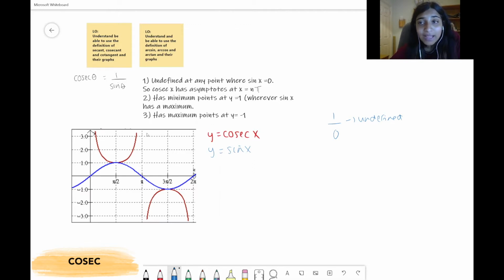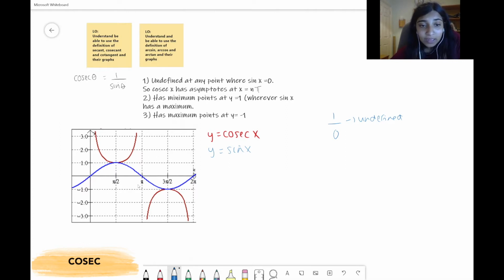So that's why at any point where sine x equals 0, the graph would be undefined, and you would have asymptotes at those points, because whenever you approach them, the value would just get larger and larger, but it will never reach that point because it's undefined. So if you look at the graph here, sine x crosses the axis at 0, so that means 0 is also an asymptote. As you can see, this graph would just never reach 0.